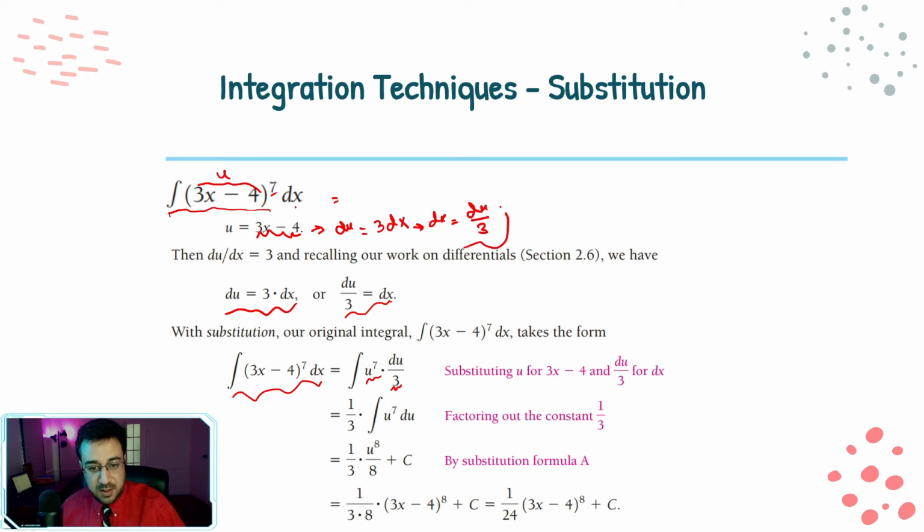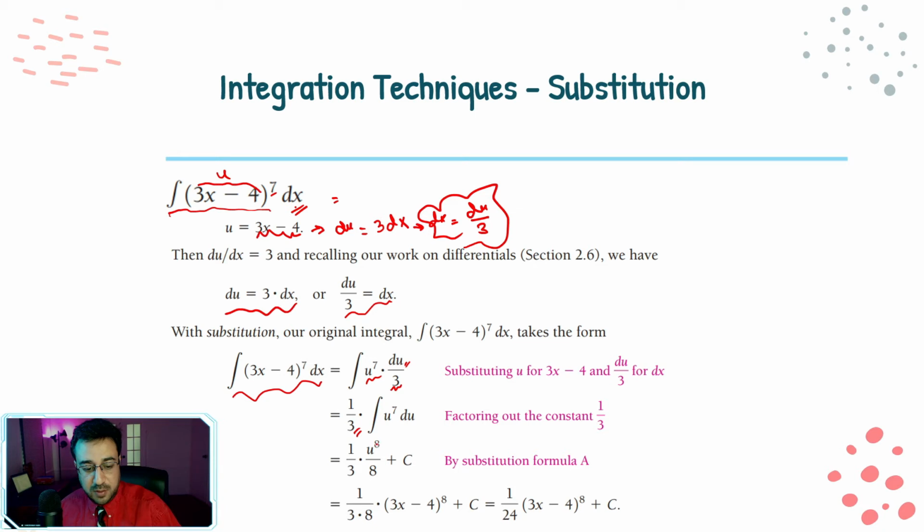Dx, what does it equal? It equals du over 3. It's important to take care of that. Dx doesn't stay as dx, it is du over 3. To do the integration for u, it should be in terms of du. You are doing the integration with respect to u in this case, and the 1 over 3 constant will go outside. Now u to the power of 7 is the same as x to the power of 7, but it is in terms of u in this case.